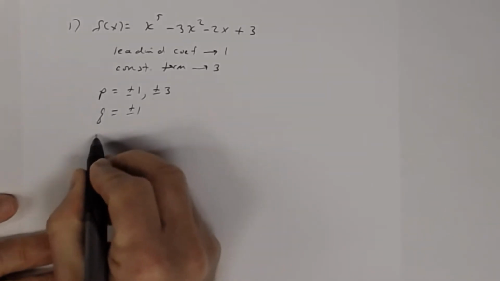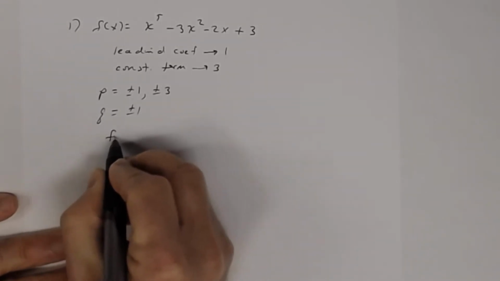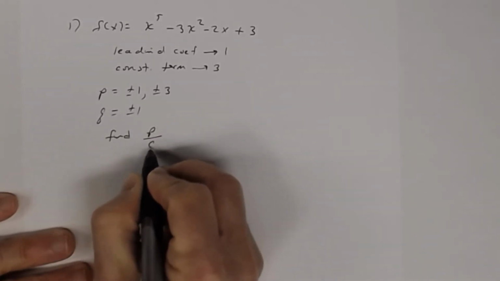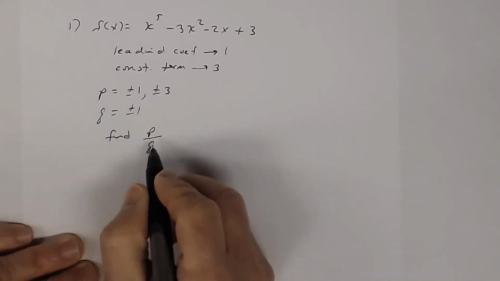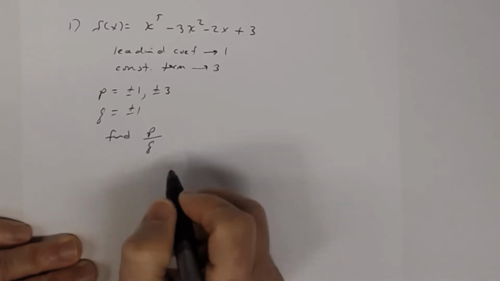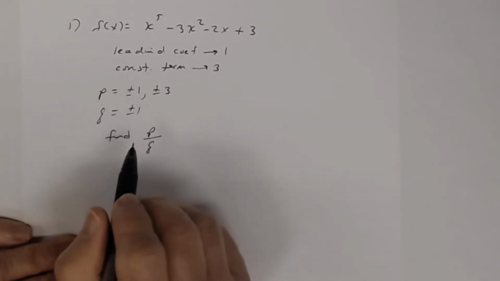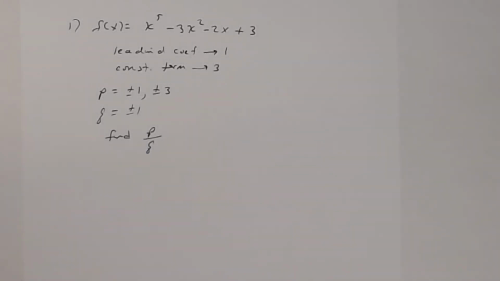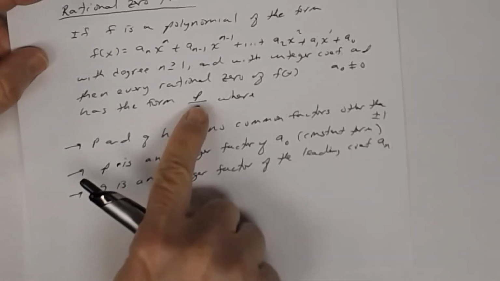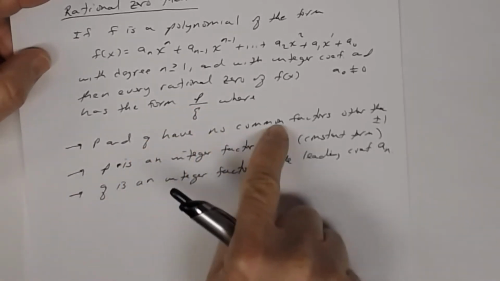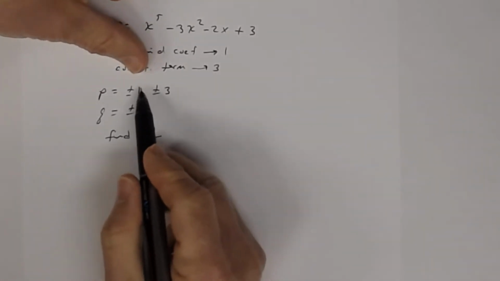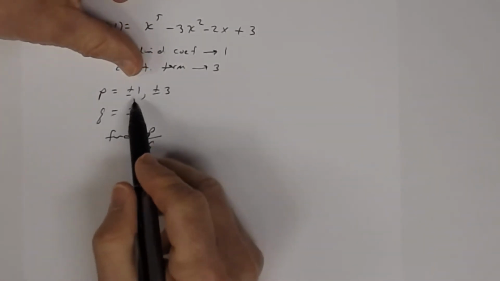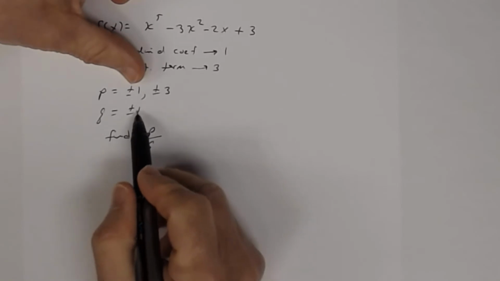All right, so then we've got to find P divided by Q. And that would be your possible rational zeros. But keep in mind that you do need to make sure that P divided by Q have no common factors. All right, so let's take the first one. This is the way that most of you are doing this. You said plus or minus 1 divided by plus or minus 1.